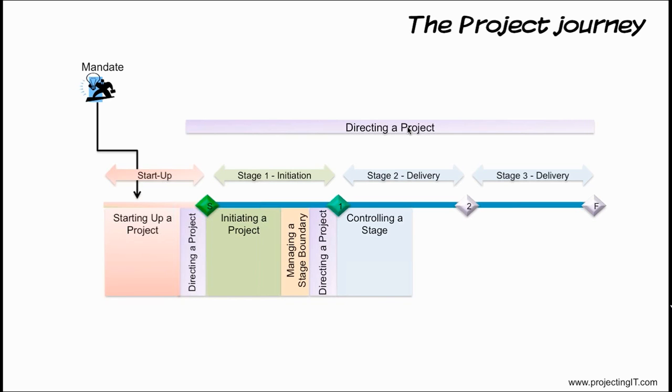The controlling a stage process defines how the work should be assigned to the team manager. The team manager uses managing product delivery process and interfaces only with the project manager. As part of controlling a stage, project manager assigns a work package to the team manager. The work package defines the terms of agreement between the project manager and the team manager.